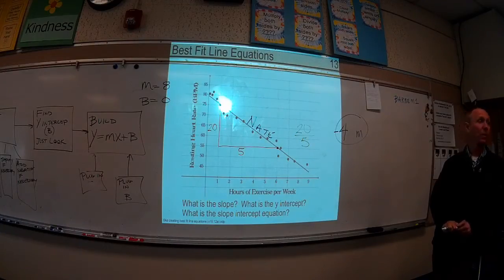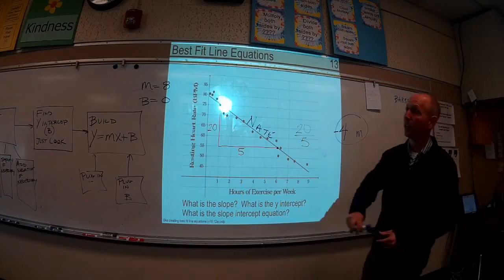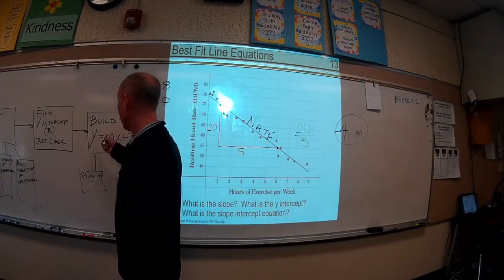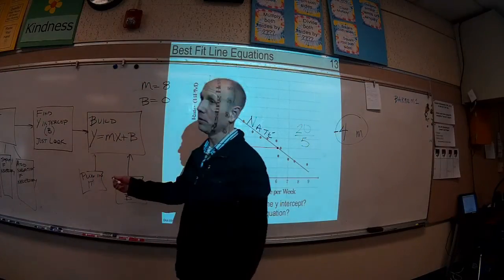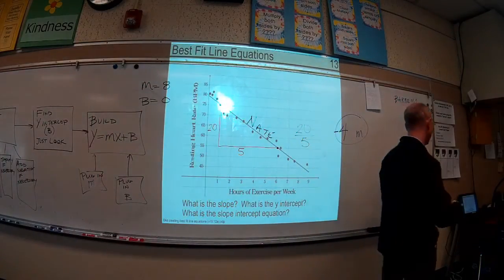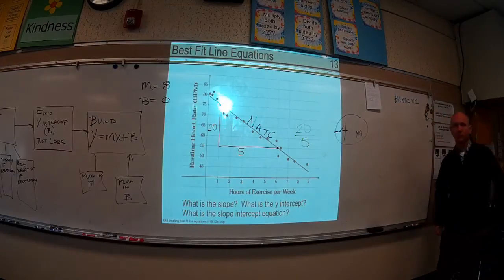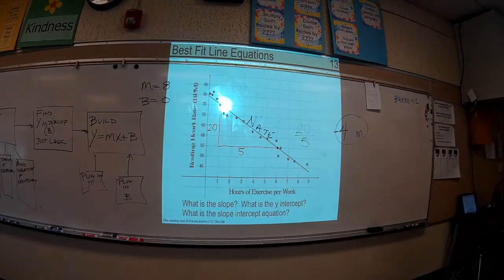Build y equals mx plus b. How do I build the y equals mx plus b? It says build y equals mx plus b. How do I do that? I plug in the m and I plug in the b. Everyone do that. Plug in the m and plug in the b. There it is. Beautiful.